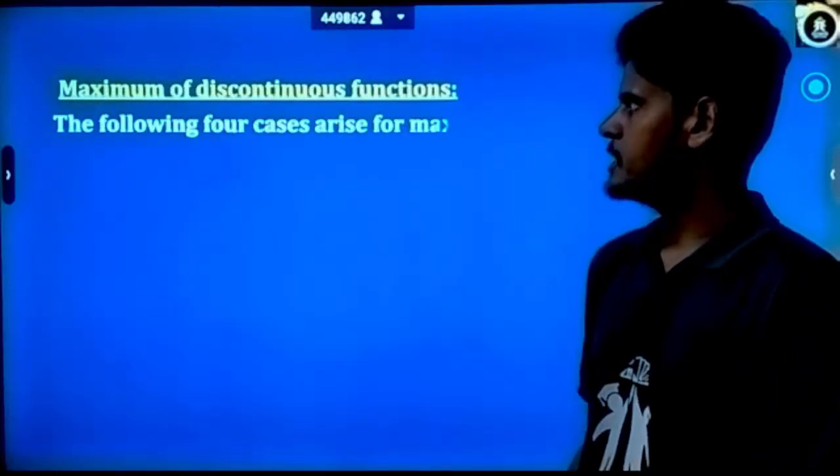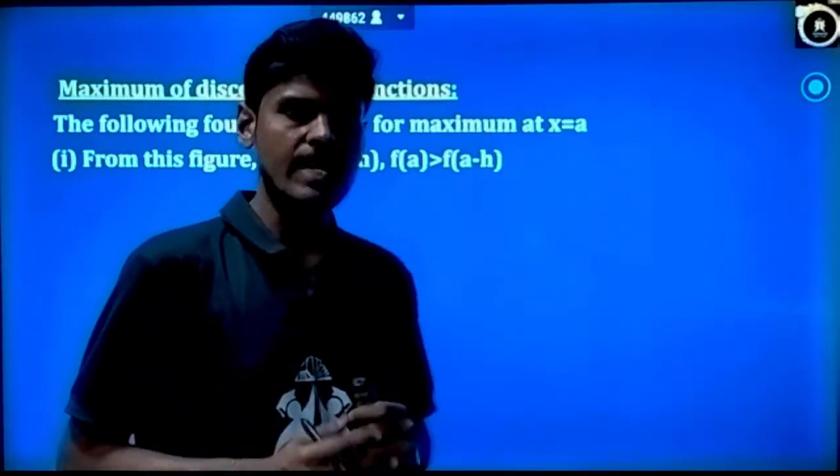Next is the maximum of a discontinuous function. Again, similar to the previous 4 cases, we can discuss the maximum values.